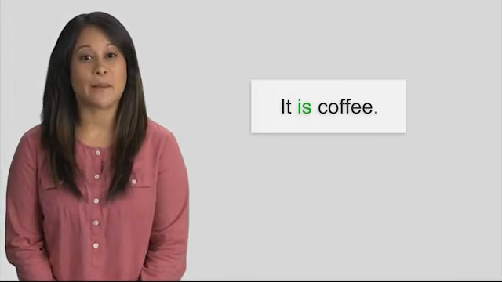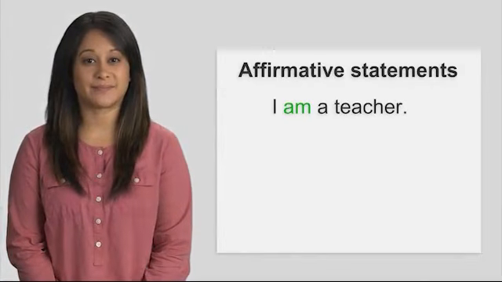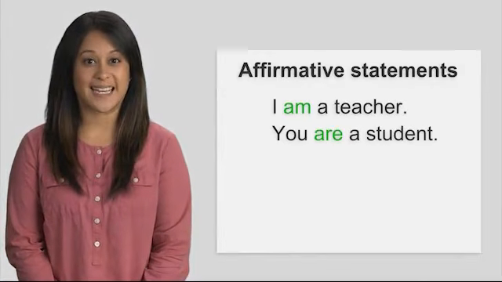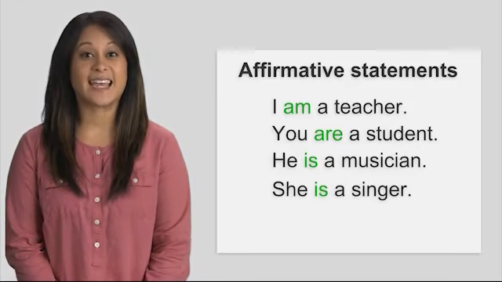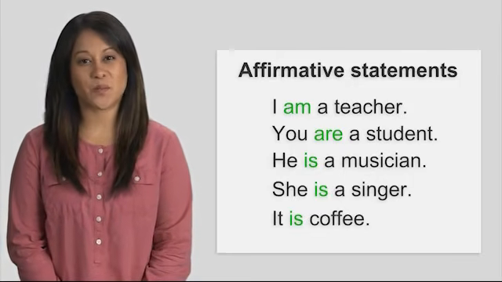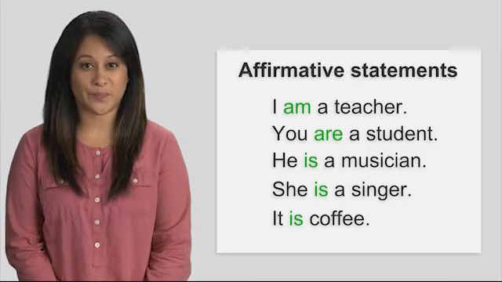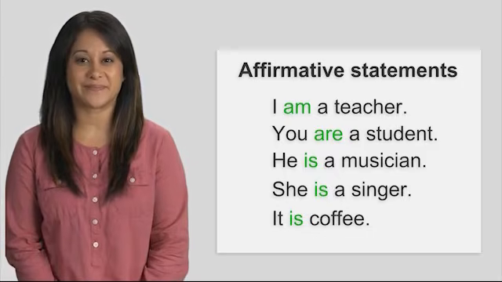Look at these examples of affirmative statements with be. I am a teacher. You are a student. He is a musician. She is a singer. It is coffee. We use am with I. We use are with you. We use is with he, she, or it.